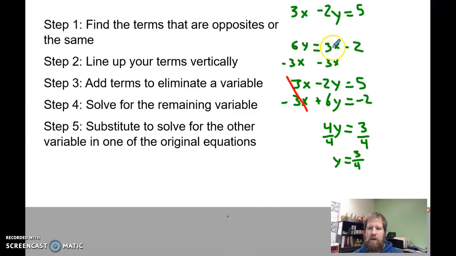Then I'd go back up, I'd plug it in for one of these. Probably, if it were me, I'd plug it in to this one. But it would take a bit of time for me to solve for my x value. But you should be fairly comfortable with doing that step at this point. You're just going to be substituting, and then solving for the other variable in one of my original equations.